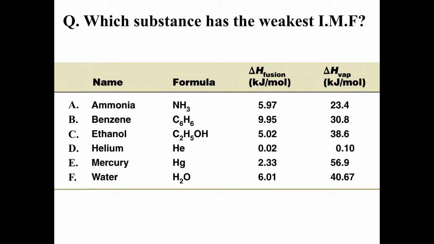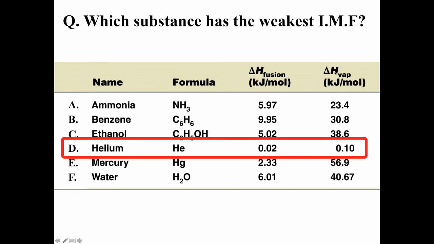And hopefully what you say is helium has the smallest delta H of fusion, the smallest delta H of vaporization, by quite a lot, in fact, and it's going to have the weakest intermolecular forces. That makes sense because helium does not have a dipole, it doesn't have hydrogen bonding, and it's a very small molecule, so it has very weak London dispersion forces. All these other substances are larger, have dipoles, or hydrogen bonding, so you'd expect all of those to have much, much higher or stronger intermolecular forces.